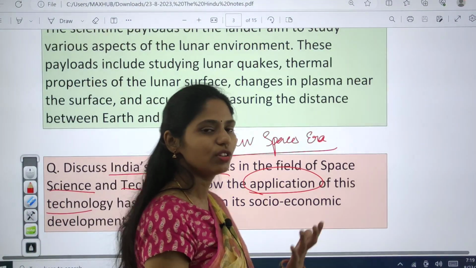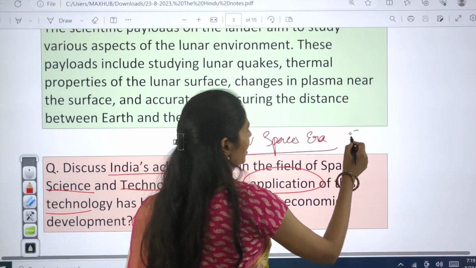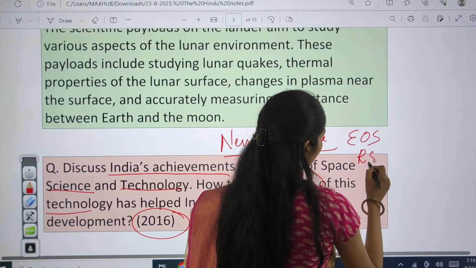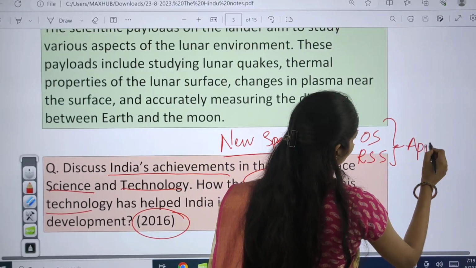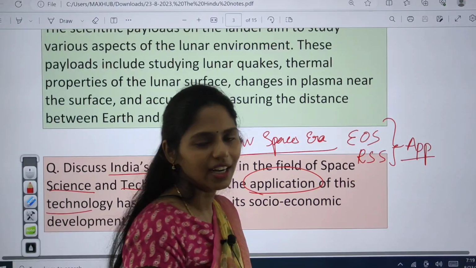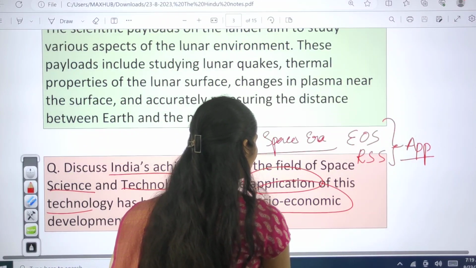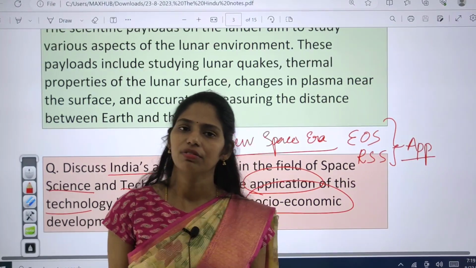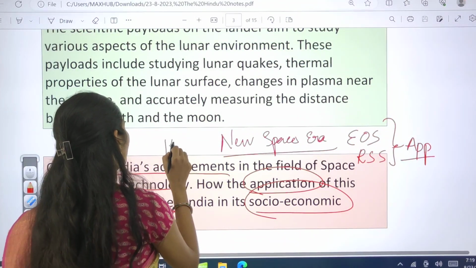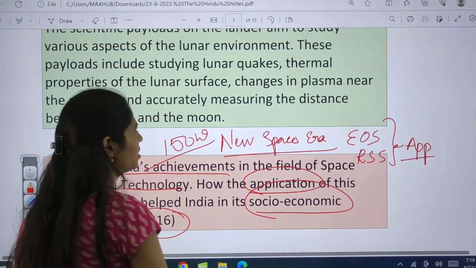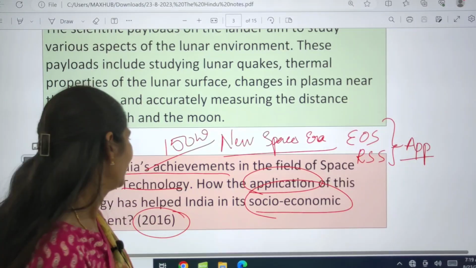That means India is successful in launching rockets, right? Launching a number of satellites. We have Earth observation satellites, remote sensing satellites, right? So what are the uses because of the satellites? What are the applications? By using the data and information that we get from the satellites, how has it helped socio-economic development? That is the demand of the question. I hope you understand this, right? Try to write the answer, and the answer should not be more than 150 words. If possible, write your answer in the comment box and get evaluated by the team members.